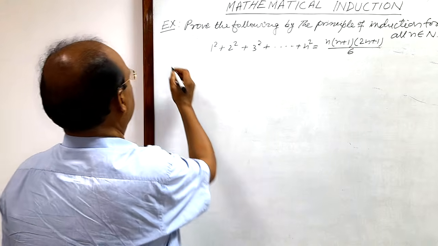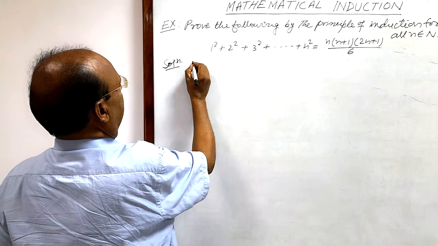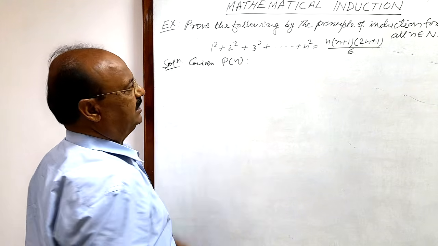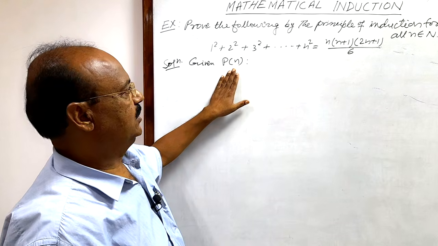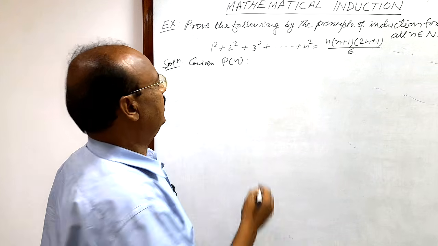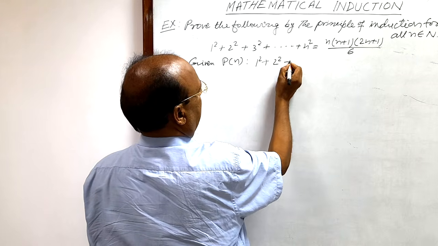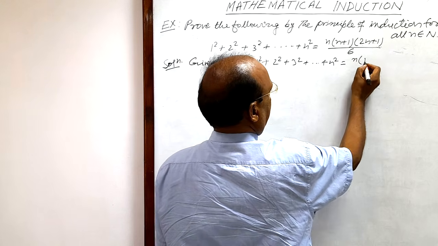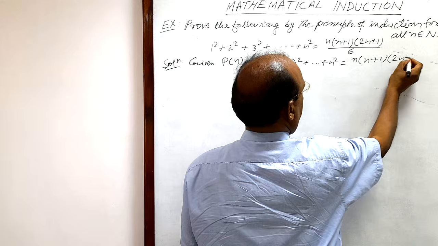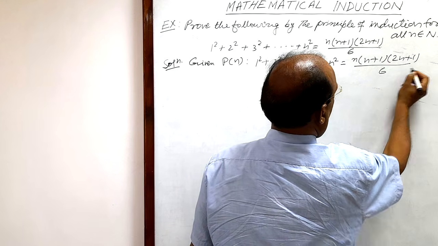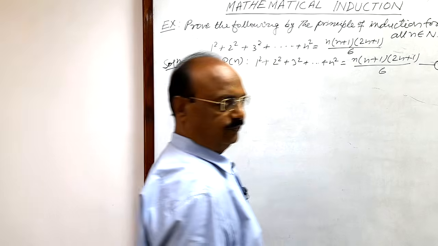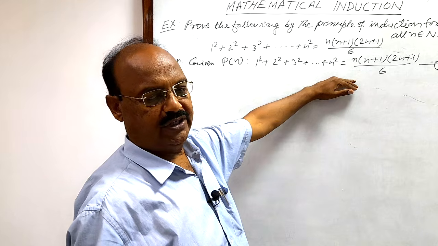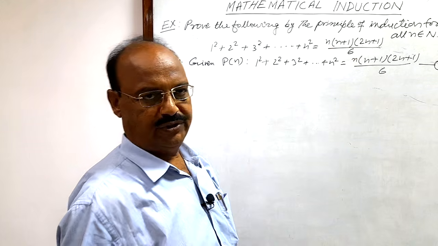So here the given statement is denoted by Pn. Any mathematical statement is denoted by this notation Pn. So this Pn is here 1 square plus 2 square plus 3 square up to n square, equal to n into n plus 1 into 2n plus 1 divided by 6. Suppose this is relation number 1. We have to establish this mathematical statement. So very interestingly, we will do this question.